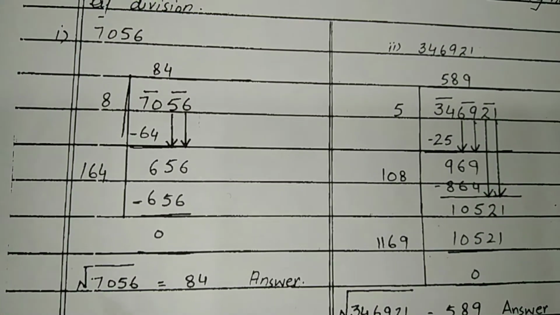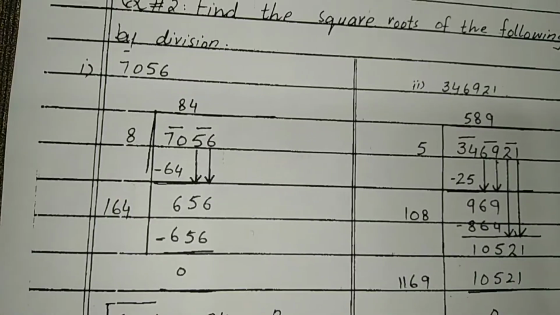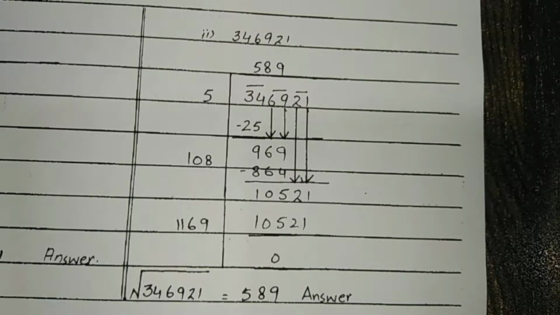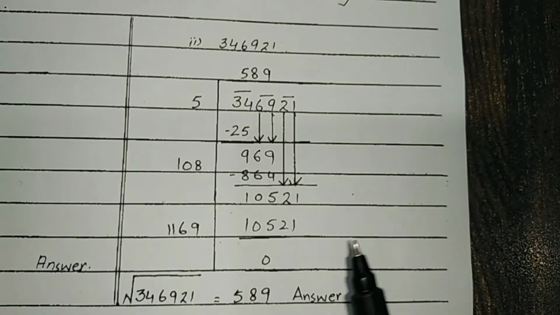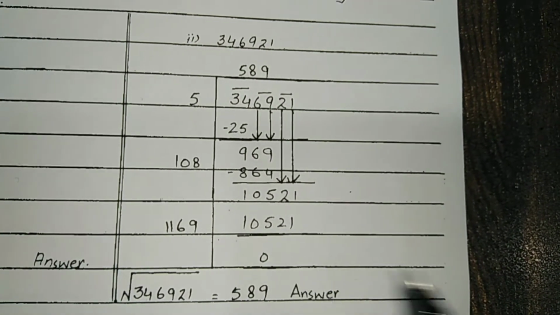So the square root of 7056 is 84. Part number 2 is the same as part number 1, so you have to solve it.